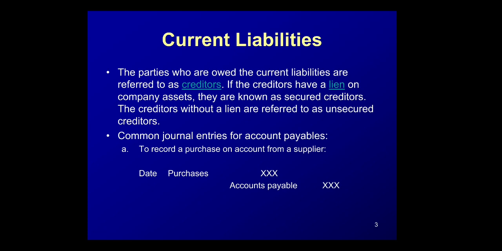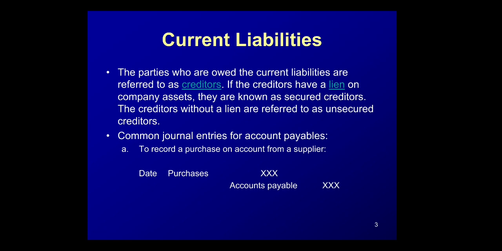Okay, the second point in this slide is important. Common journal entries for accounts payable. Okay, this is the way to record accounts payable. So let's say A is to record a purchase on account from a supplier. Purchase on account means purchase on credit. You make the purchase today, you will pay later. So the way to record the transaction in the general journal is like the one that you can see in the slide. So let's say you have a small grocery shop. Today you make a purchase from a supplier, $1,000. You will pay the $1,000 next month. So how to record that? The way to record that is like the one that you can see in this slide.